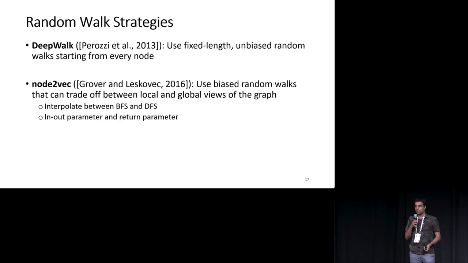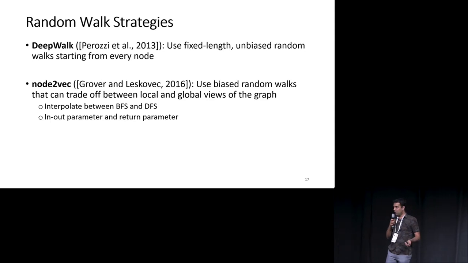And both of these works, DeepWalk and Node2Vec, essentially do this. The only difference is in how they sample the random walks. DeepWalk uses fixed length, unbiased random walks. Node2Vec uses biased random walks that allow you to interpolate between locally exploring the graph versus going longer range.